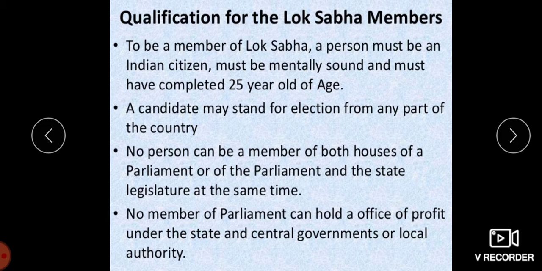If a member becomes subject to any of the disqualifications laid down in the Constitution or an Act of Parliament. If a person is already a member of the state legislature and is elected to the Parliament, he has to vacate his seat in the state legislature or vice versa. If a person is disqualified from being a member on the ground of defection under the anti-defection law.